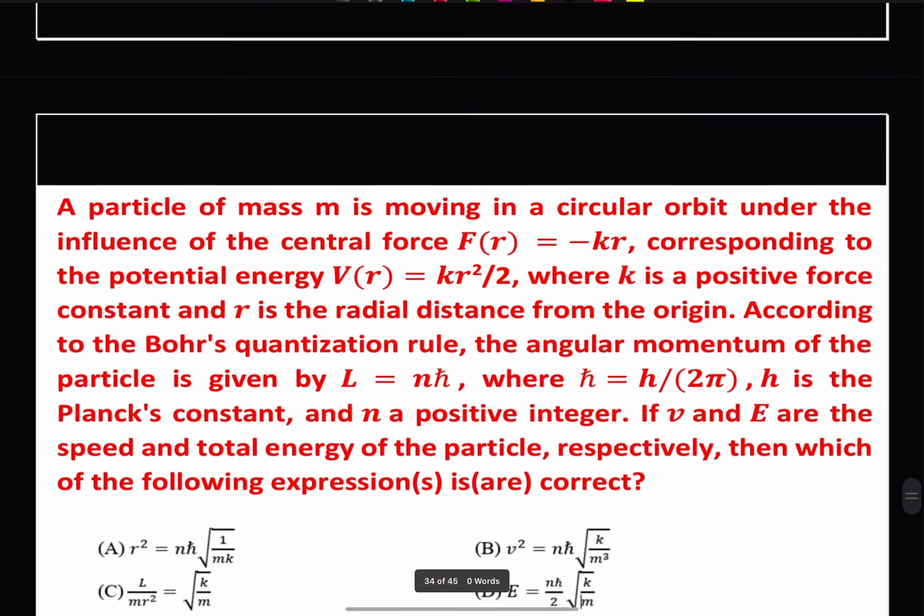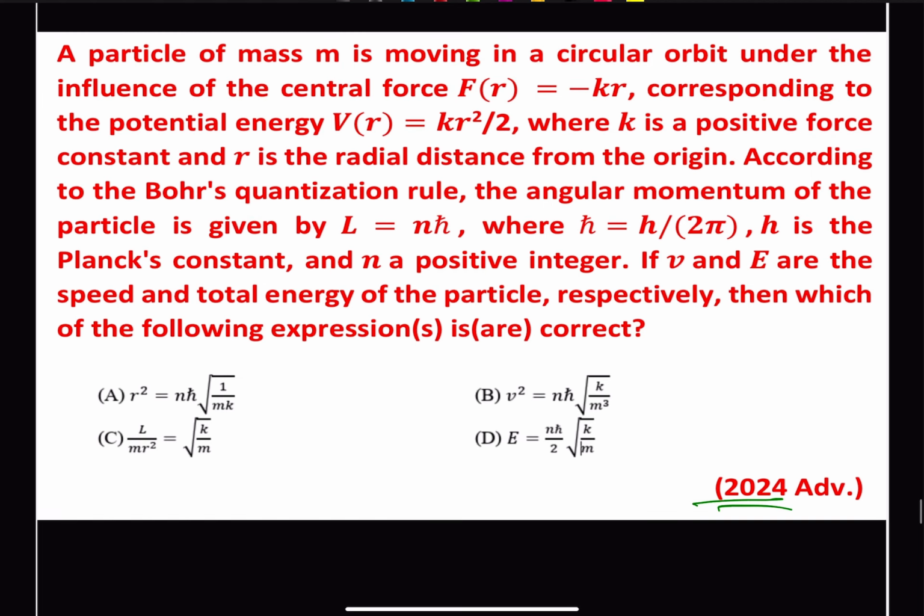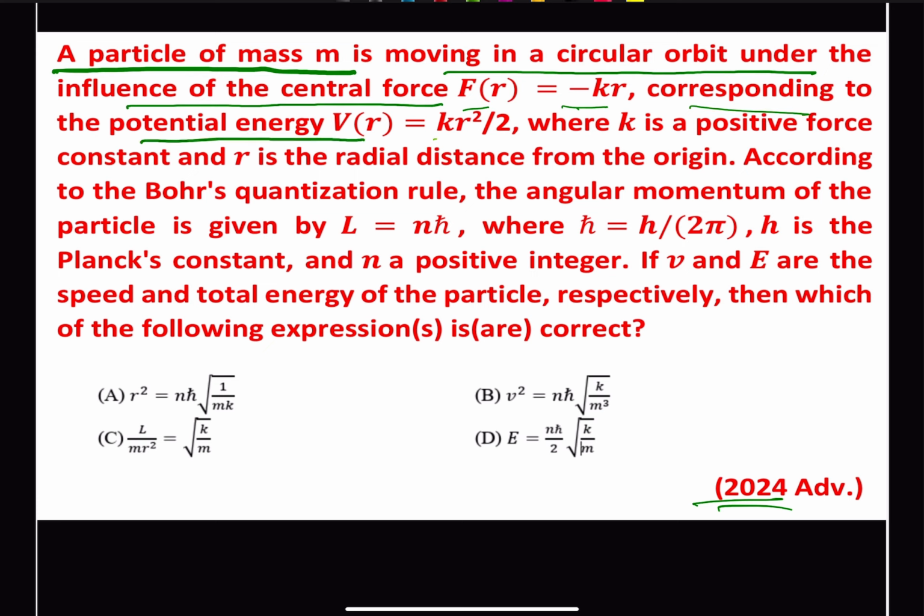Next question. It was asked in the year 2024 Advanced, and it states that a particle of mass m moving in a circular orbit under the influence of a central force F of r, which is given as minus k of r, corresponding to a potential energy V of r, which is kr squared upon 2, where k is a positive force constant and r is the radial distance from the origin.